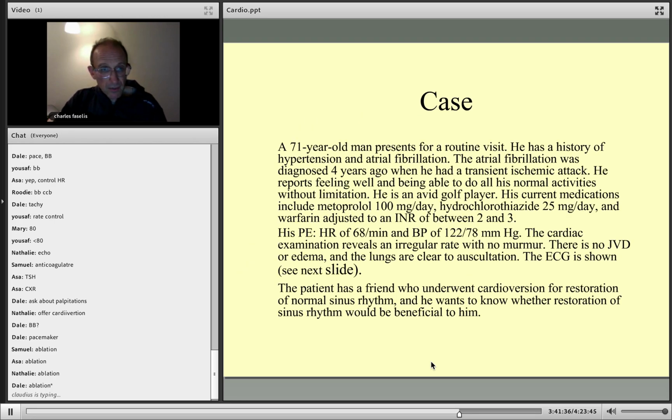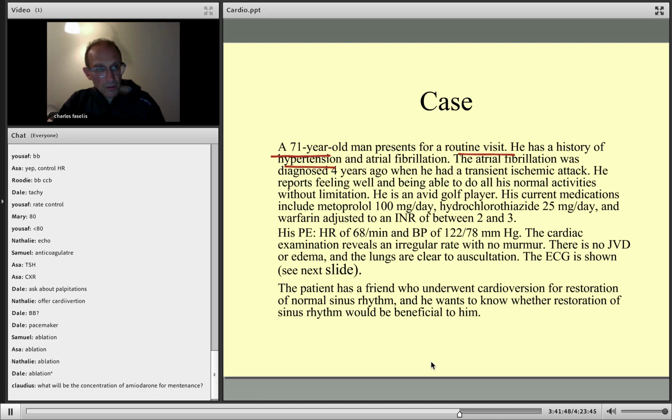Let's look at this case now. A 71-year-old man presents for a routine visit. He has a history of hypertension and atrial fibrillation. The atrial fibrillation was diagnosed 4 years ago when he had a transient ischemic attack. Okay, so right away, he's got a CHADS score of like 5, right? He's got hypertension, he's older, he's got a transient ischemic attack. So you're talking about a 4 or 5, right?